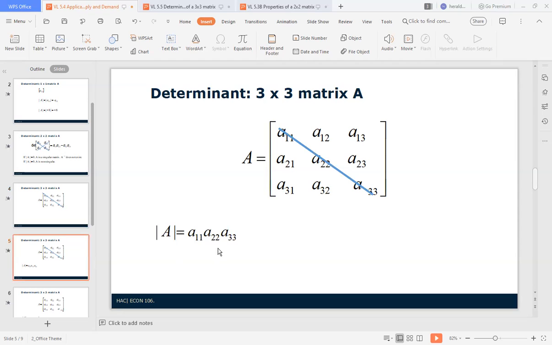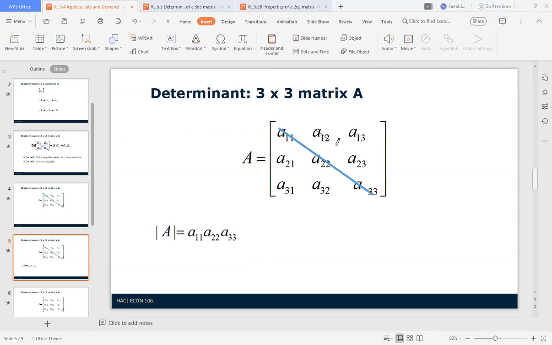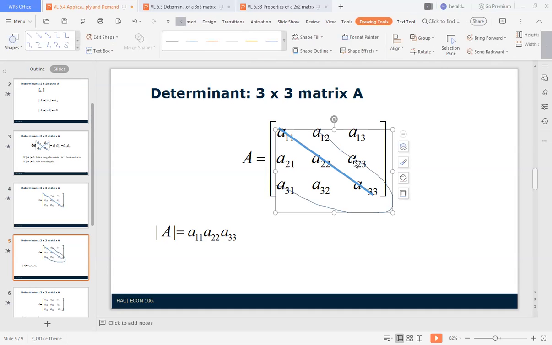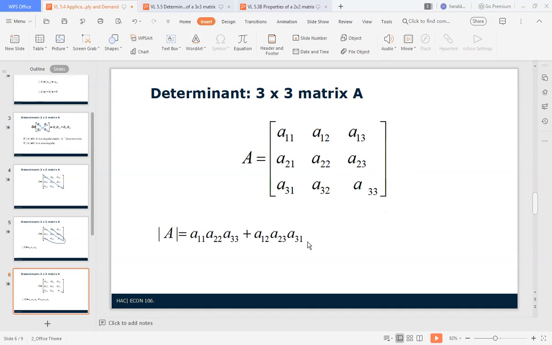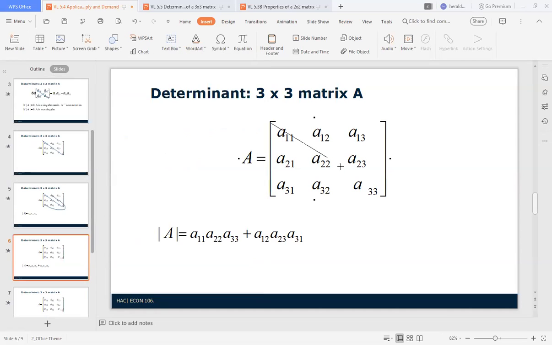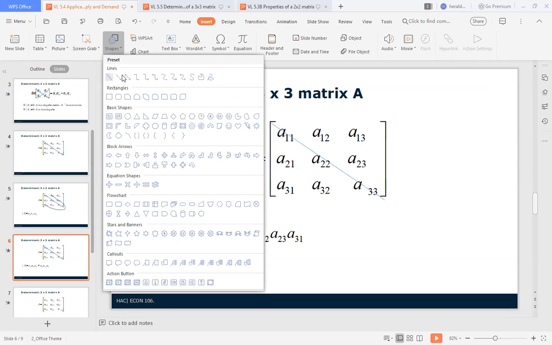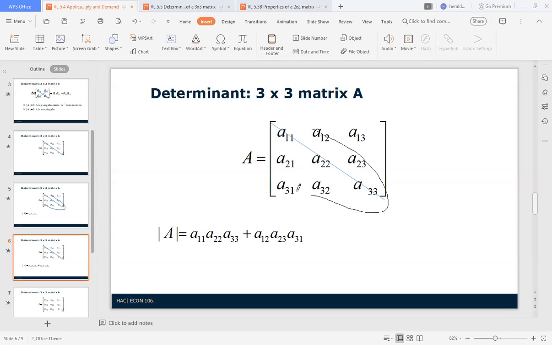So let's have a guide here. We also take the product of this. I'll just draw here. So that would be A12, A23, and A31. I think I'll just use the guide already. Let me just repeat. The first one is the product of this diagonal of coefficients. The second one would be A12, A23, and A31.